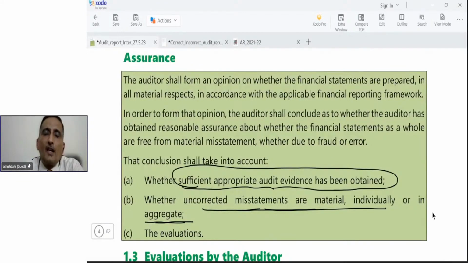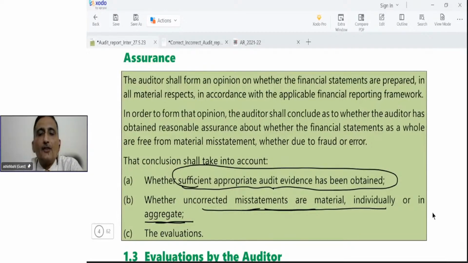So before issue of audit report, I would see whether some uncorrected misstatements are still there. That as an auditor I had asked to correct those misstatements, but say the management has not corrected those misstatements. So it means that uncorrected misstatements might be there. So whether those uncorrected misstatements are individually or in aggregate material, whether these are of material amounts. Okay. Remember materiality, guys. I think you have not forgotten.